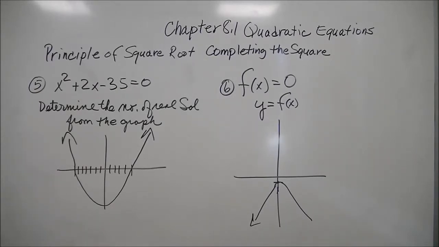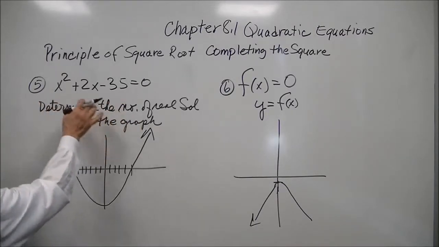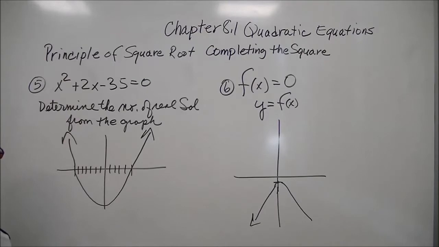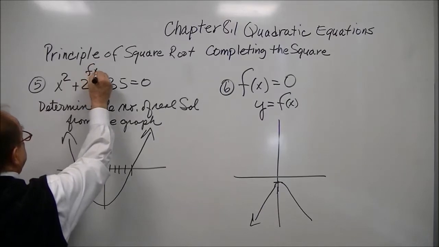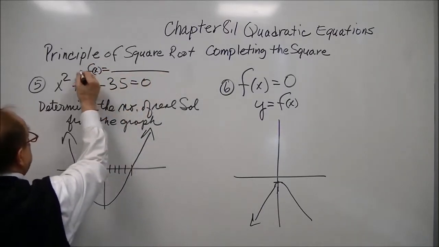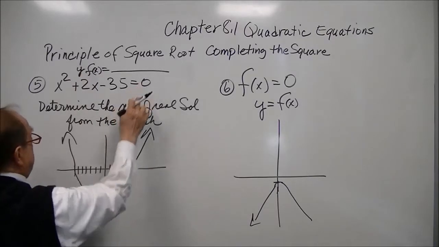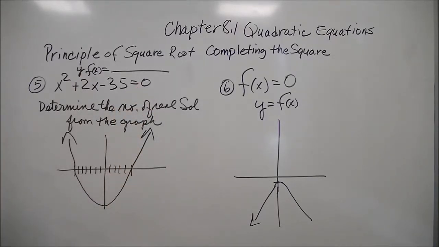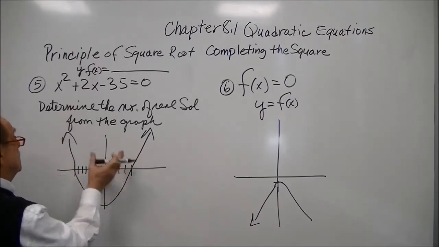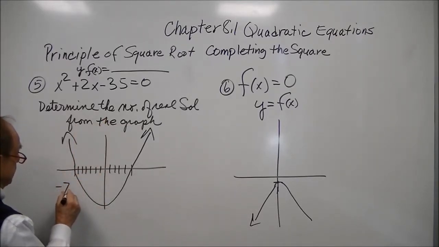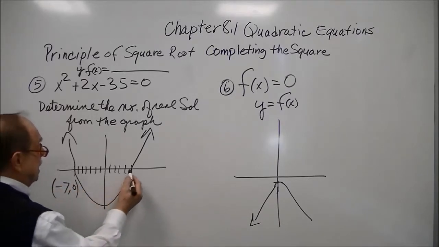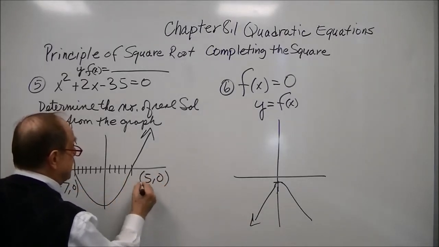In examples 5 and 6 in our booklet, we're asked to look at this equation. It's quadratic, and if we put it in function notation, it would be f of x is equal to this, and we're looking for y here, and y will be 0. And if we put it in our graphing calculators, you would end up with a parabola opening upward, and this point here would be a -7, 0, and this would be a 5, 0.